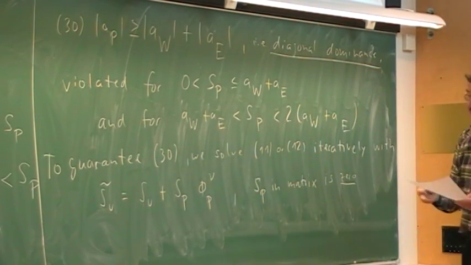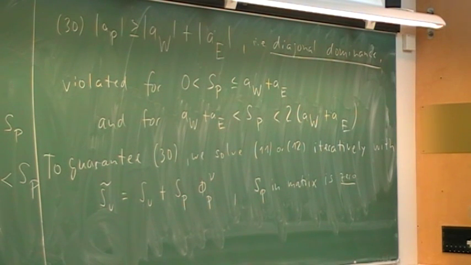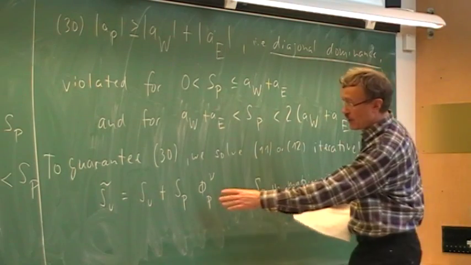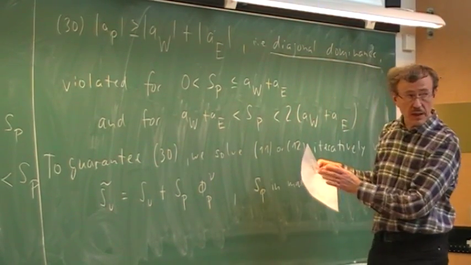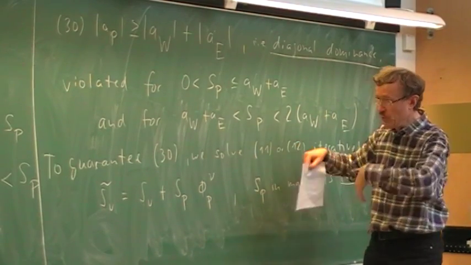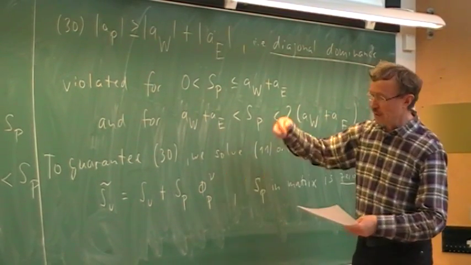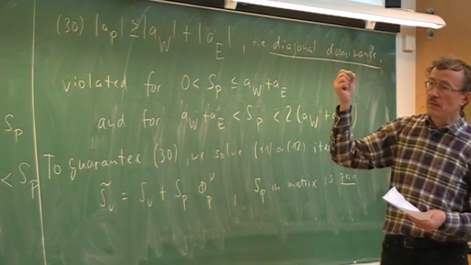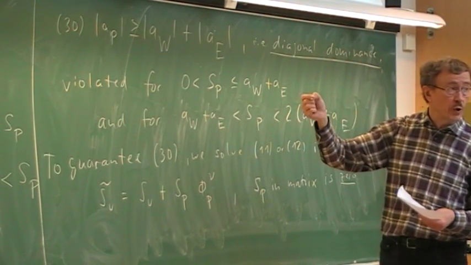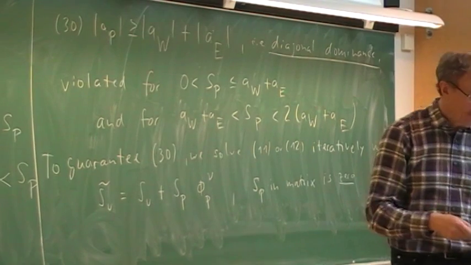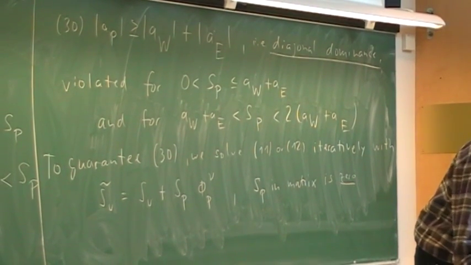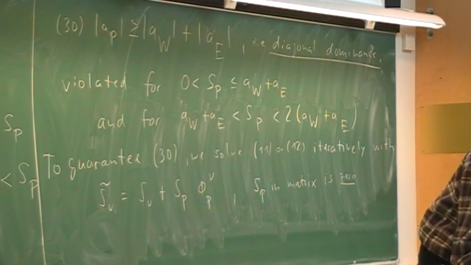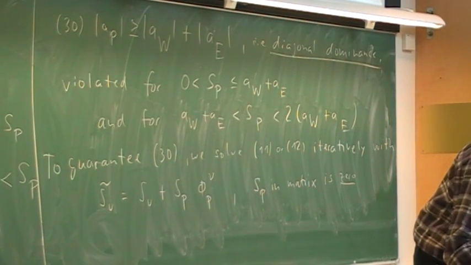But the price for that is that we have to do it iteratively. So we have to put this part that is dependent on the solution into the right-hand side at the old iteration. We do an iteration, we update, but then we can keep the diagonal dominance. That is the trick. Okay, well, then I think that's what I wanted to say.